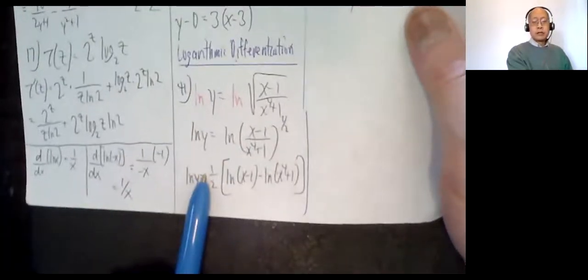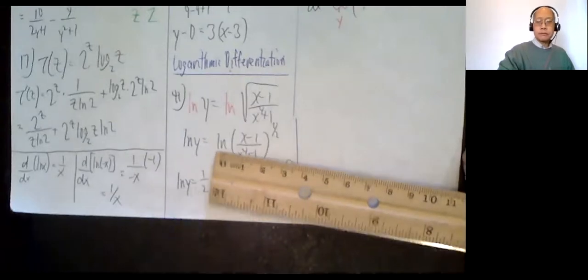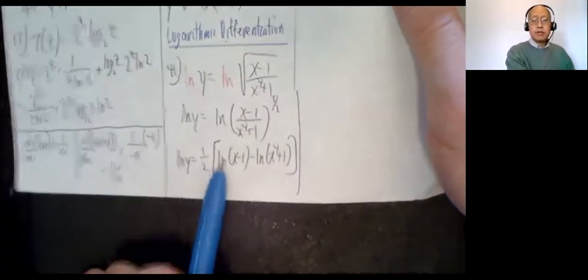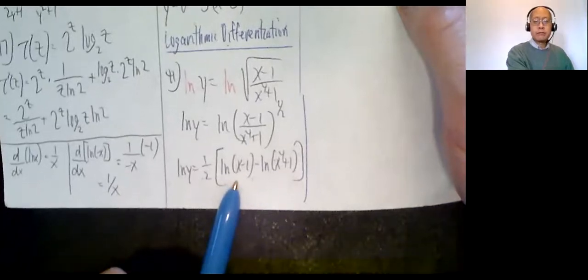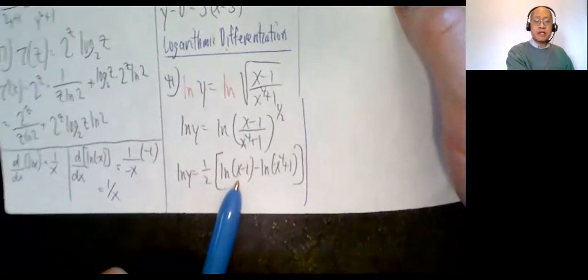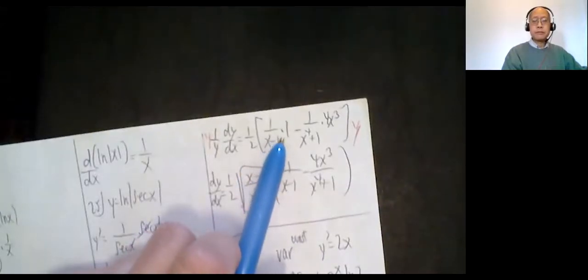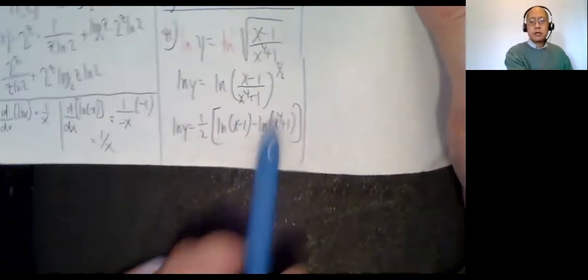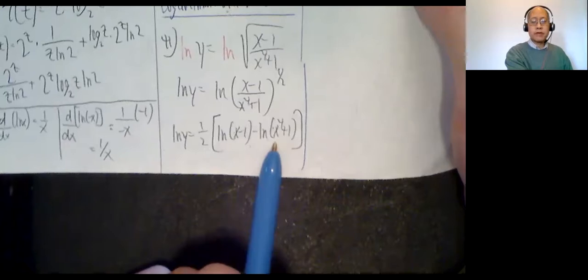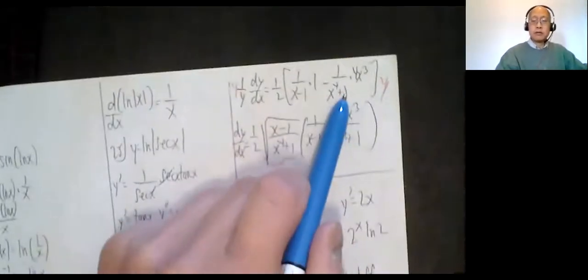Okay, what's the derivative of this? So constant multiplier, right? If you have 1/2 times something, the derivative is 1/2 times the derivative of the inside. So what's the derivative of ln x minus 1? Well, 1 over x minus 1 times the derivative of x minus 1, but that's just 1. So 1 over x minus 1 times 1, minus, what's the derivative of natural log x to the 4th plus 1? I'm going to go 1 over x to the 4th plus 1 times the derivative of the inside, 4x cubed. So there we go.